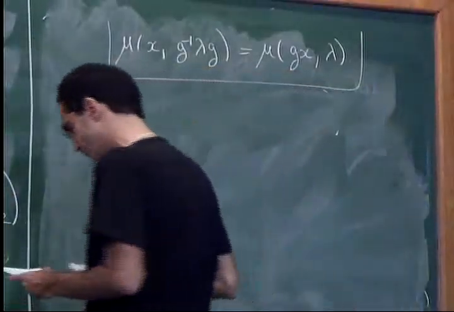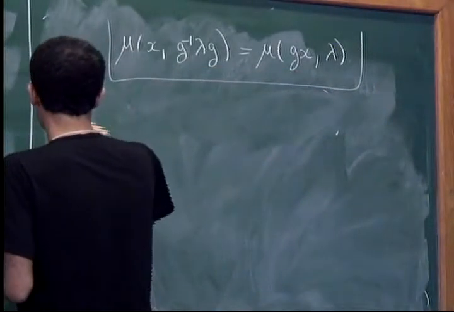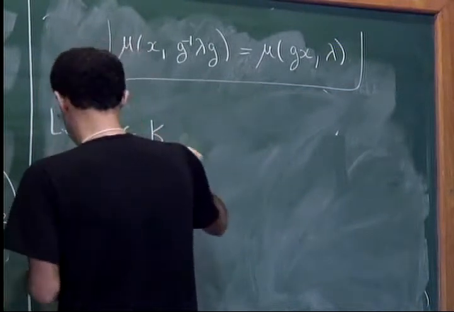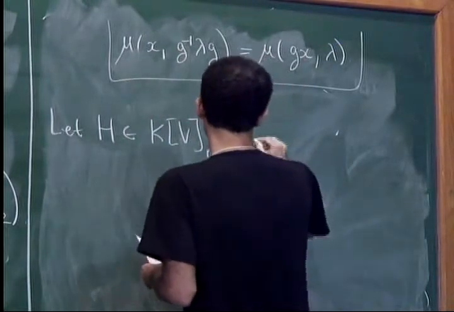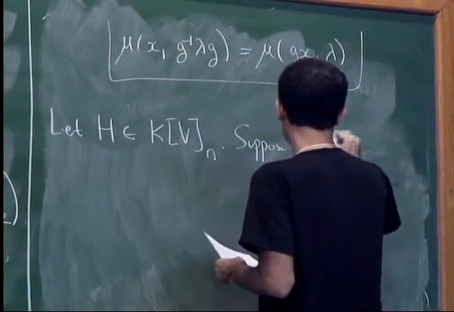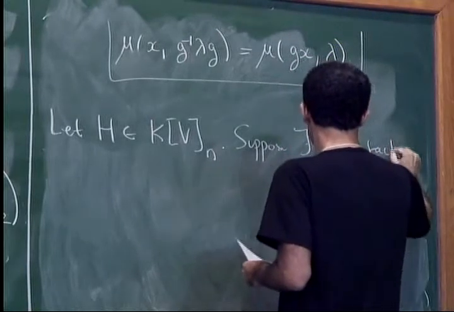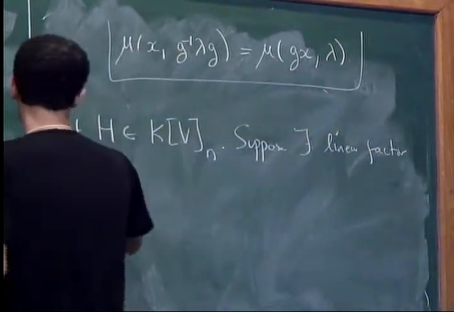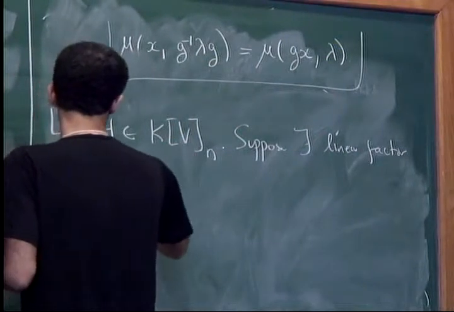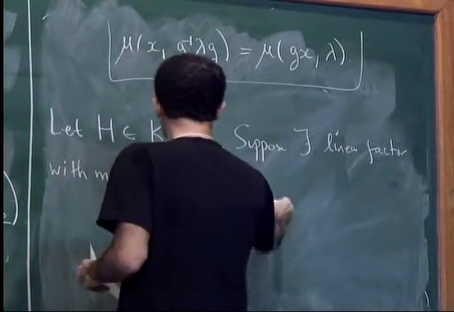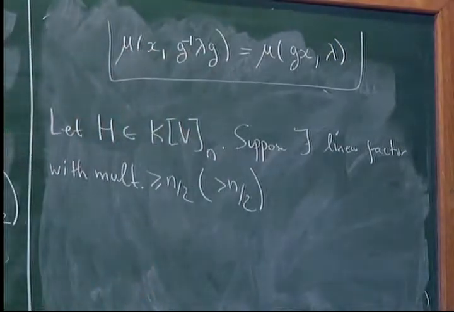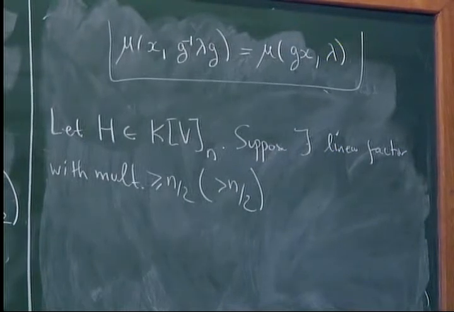So, now let h be a polynomial of degree n. Suppose that there is a linear factor with multiplicity greater or equal than n over 2, or greater than n over 2, right? So I'm looking at this statement there. So I'm looking at this condition here, the negative of that, actually.